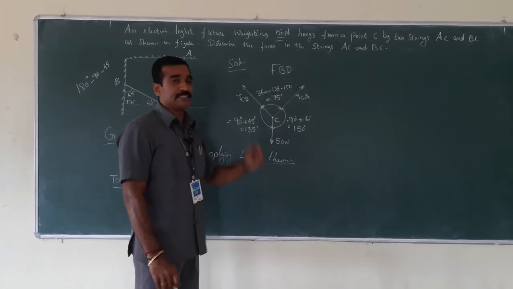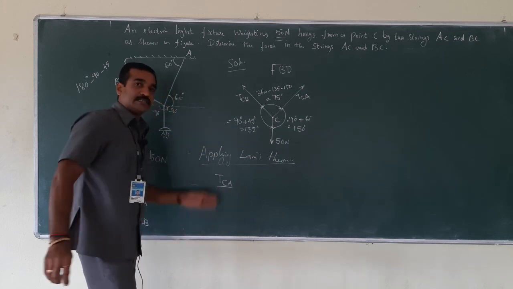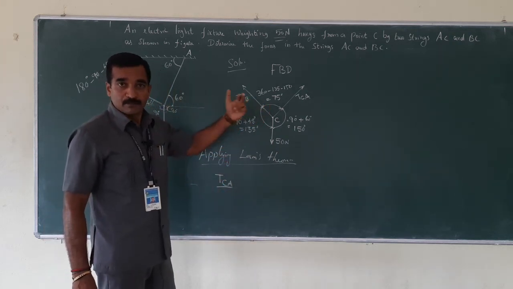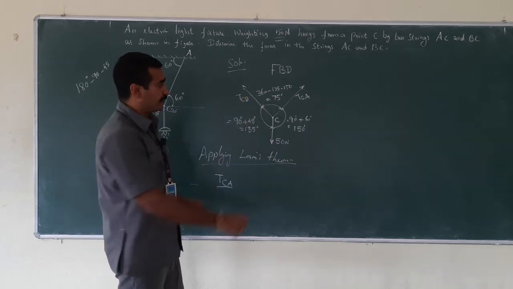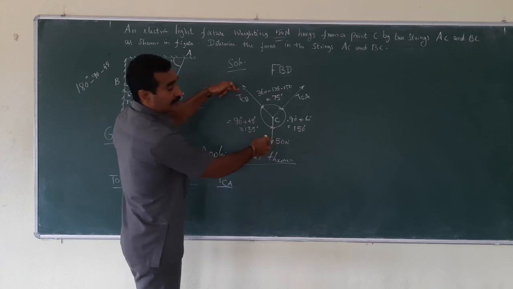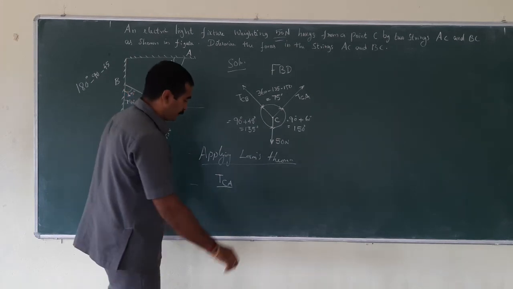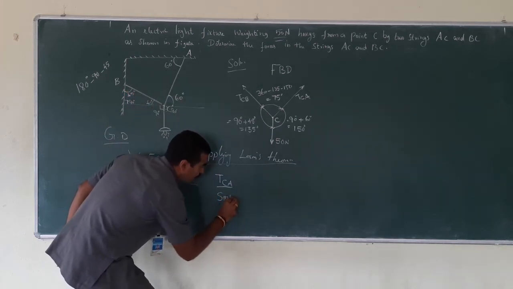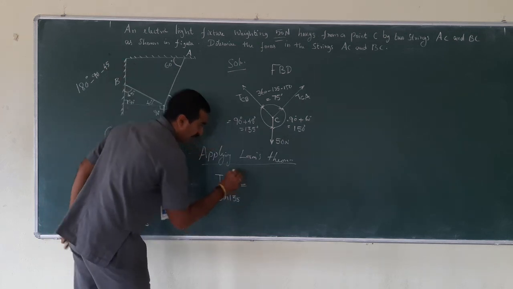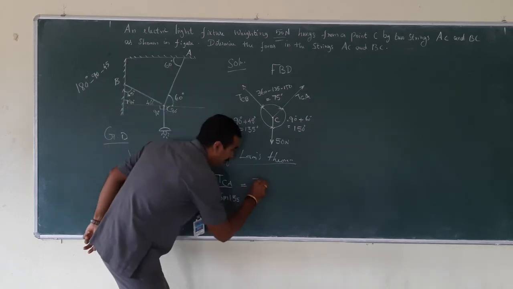Suppose I take TCA, this is the force, right? It should be proportional to the sine of the angle between the other two forces. This is TCA. The other two forces are 50 Newton and TCB. So what is the angle here? It is 135. That means sine of 135. Since it is equilibrium, I am just equating it. The next unknown is TCB.